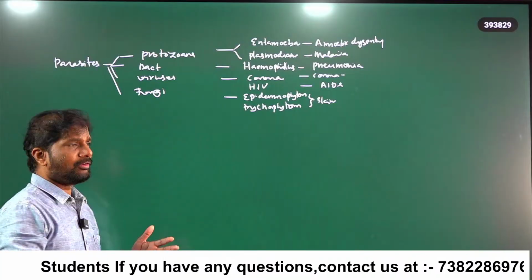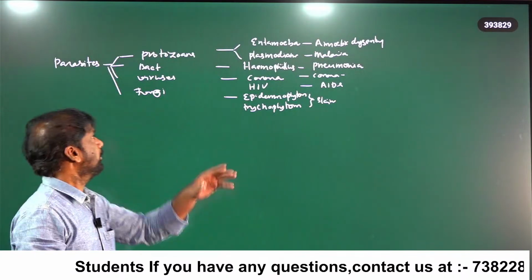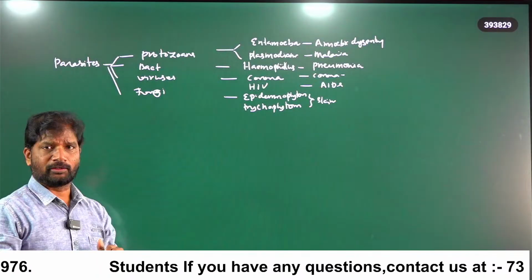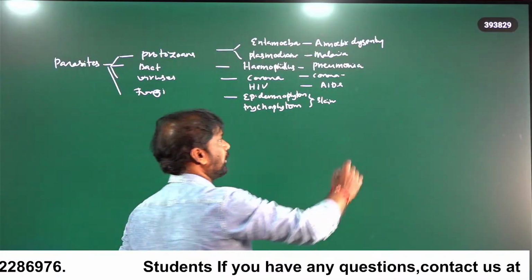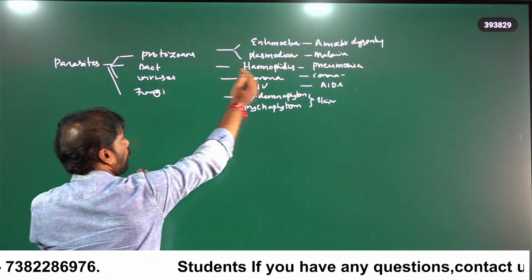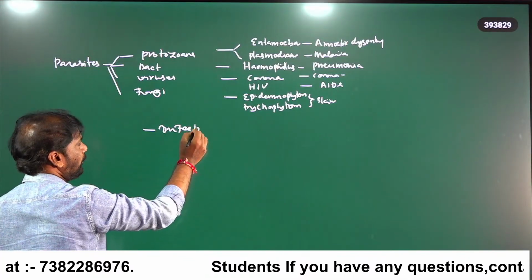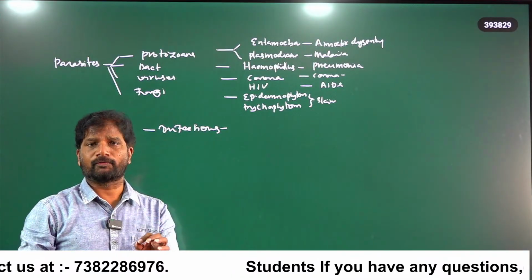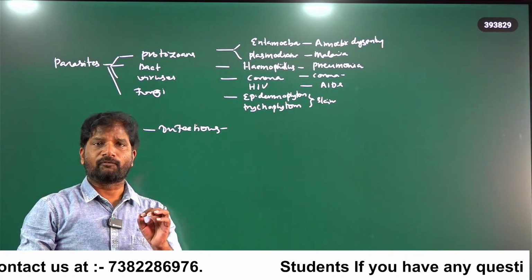In our surroundings, these types of parasites are present: protozoans, bacteria, viruses, and fungi. All of these cause infectious disorders. Why can you say they are infectious disorders? Because these diseases are transmitted from one person to another person.